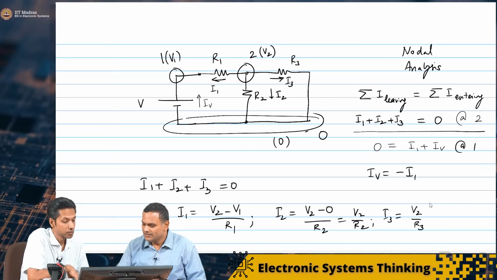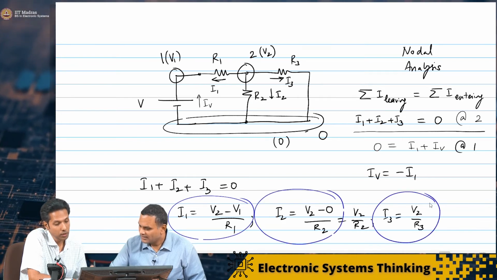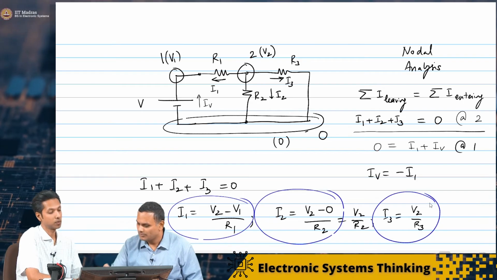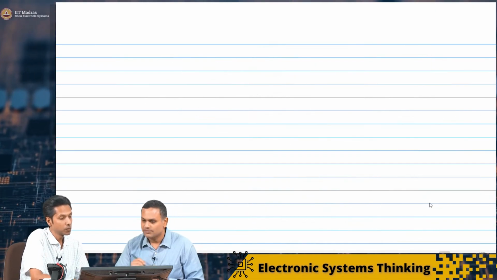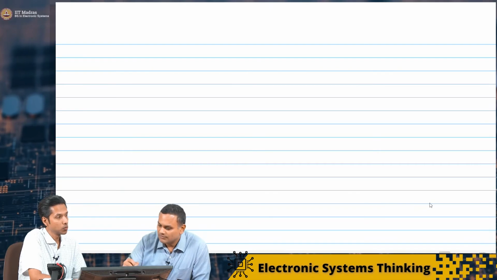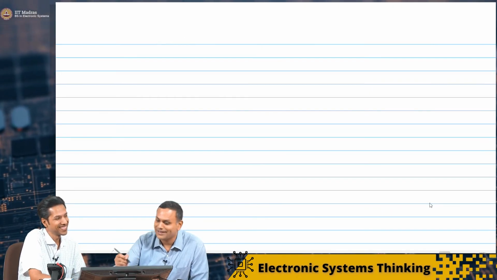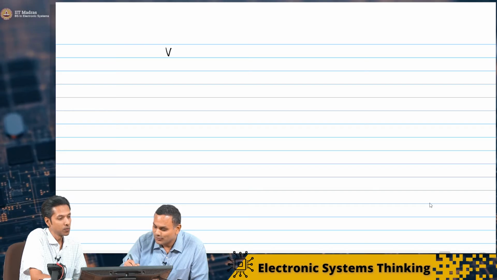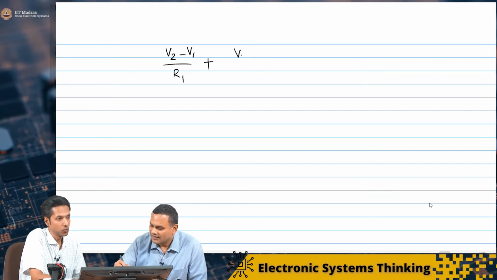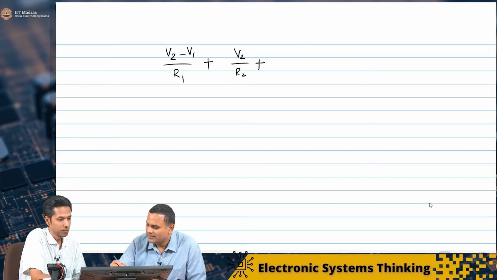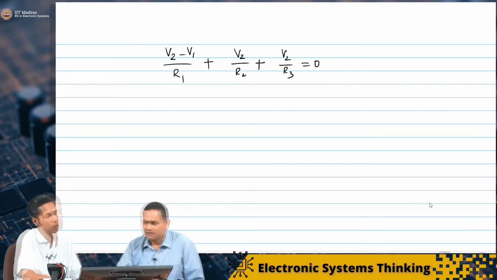So now all you have to do is take these three equations, sum them and set the sum equal to 0. So you are basically going to put them back into this. I'll do that on the next page. Maybe we can just directly write it and save a step. So we said V2 minus V1 by R1 plus V2 by R2, and the third term, V2 by R3, equals 0.